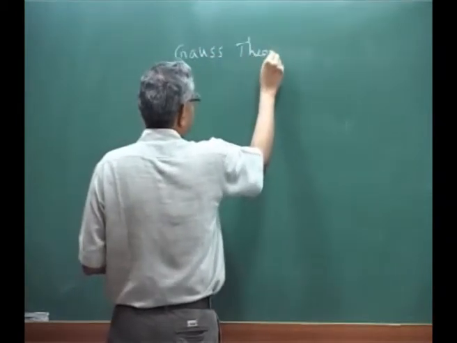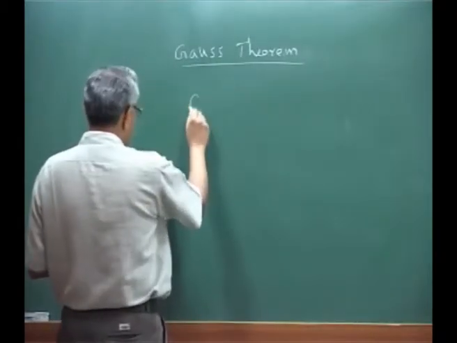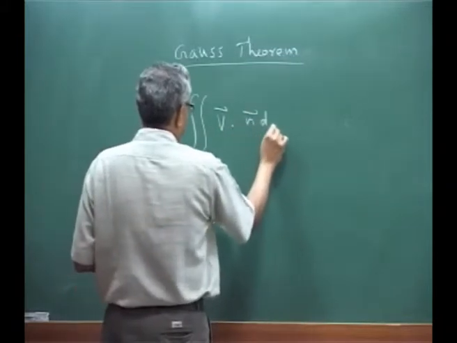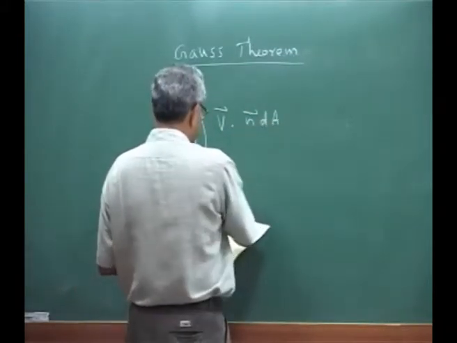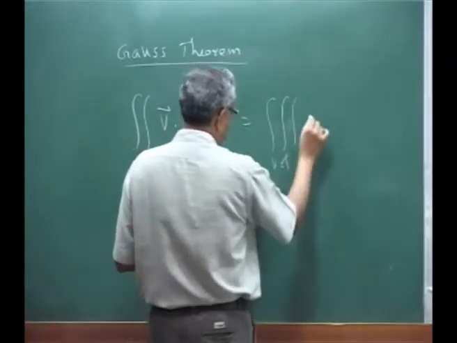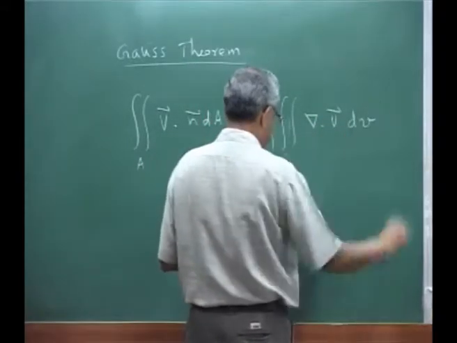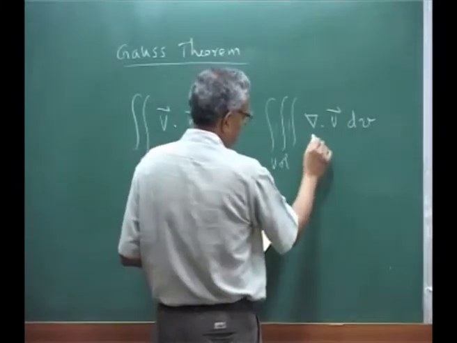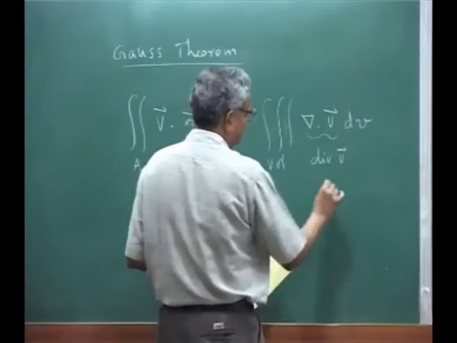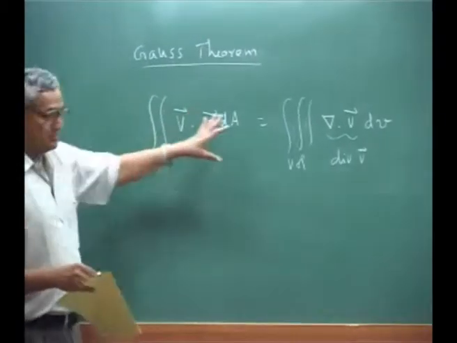Gauss theorem, or it's also referred as divergence theorem. This is basically, it states this is a surface integral over an area is a volume integral del dot V dV. Or you say del dot V, you write it as divergence V, which is a scalar. Okay. This is a Gauss theorem.